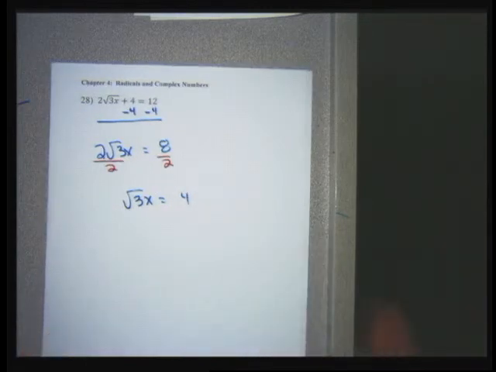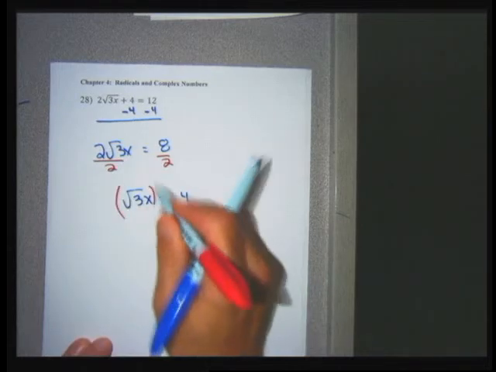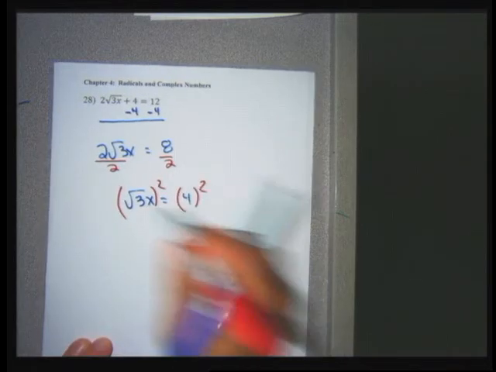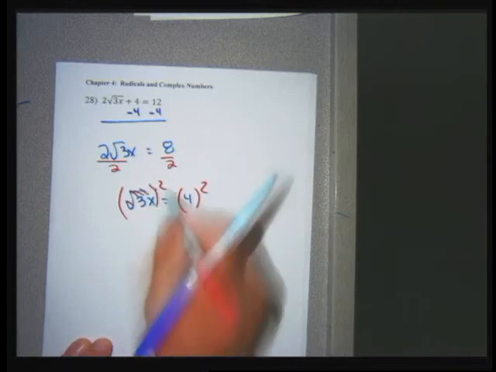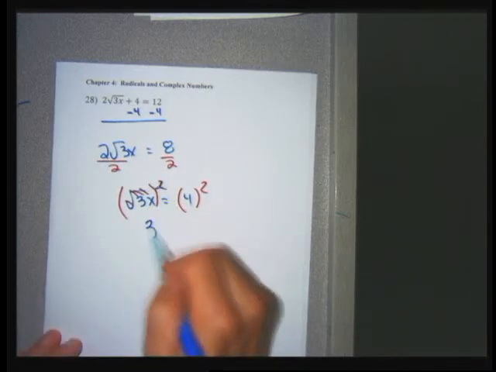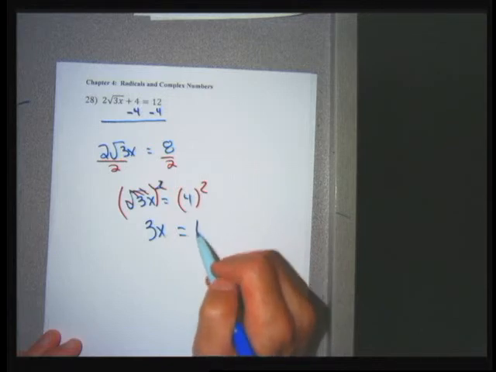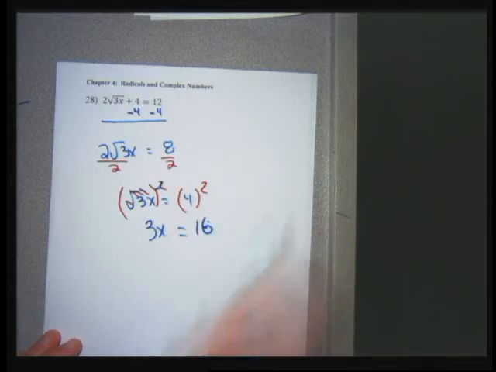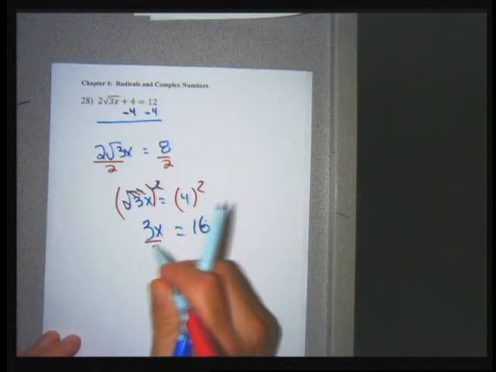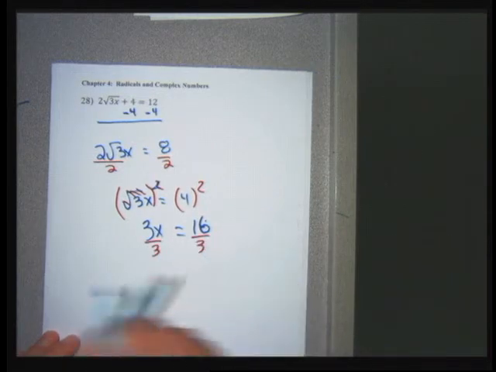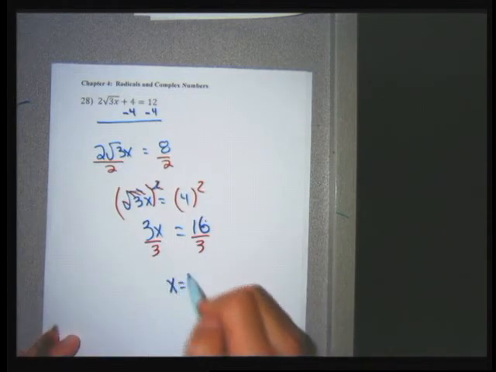So I isolated the square root by minusing 4 and dividing by 2, and now I'm going to square both sides. On the left side, squaring cancels out the square root. It leaves you the stuff that's under the square root but doesn't change it. On the right side, 4 squared is 4 times 4, which is 16. And then I just divide both sides by 3 and get x equals 16 over 3.